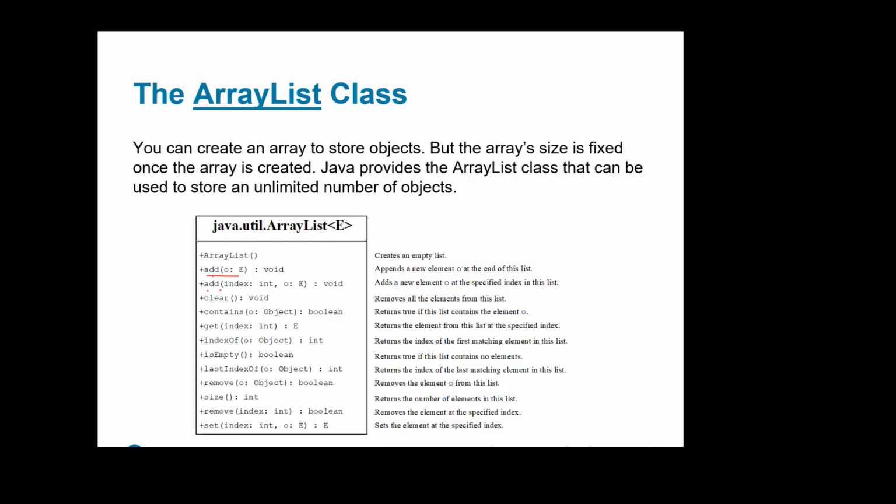When we say add at a particular index, we can add at index 2 this value, at index 3 this value, and so on. We can clear the array list. We can check if that array list contains an element. We can get an element at a particular index. We can check the index of a particular element in that array. We can check if the array list is empty. What is the last index of? We can remove. We can check the size of the array list. We can remove an element at a particular index, and we can set an element at a particular index.